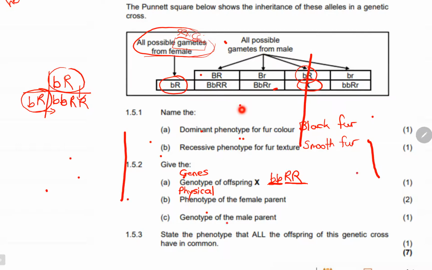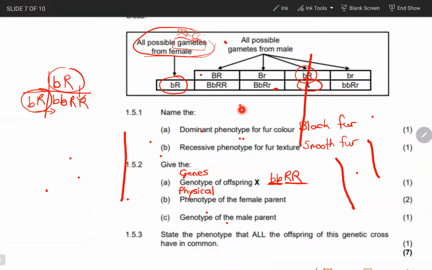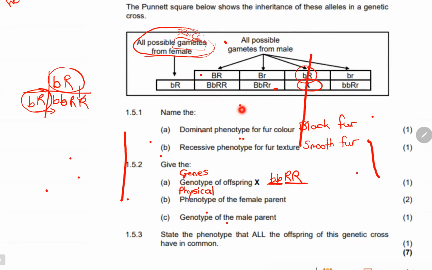Oh, my tablet is not working with me right now. Sorry, let me just erase all of this.